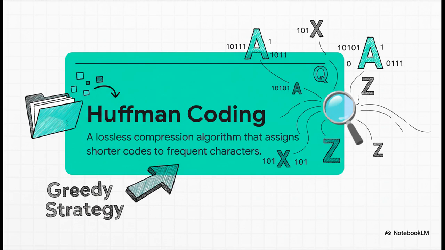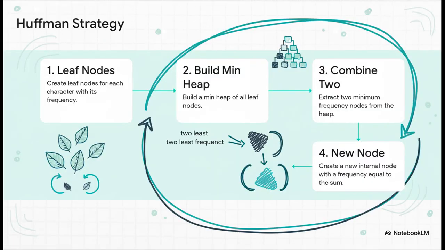And how it does this is a brilliant, greedy strategy. Now, the strategy here is a little counterintuitive, which is what makes it so cool. To build the most efficient code possible, you greedily and repeatedly combine the 2 least frequent characters. By doing this over and over, you're actually pushing the rarest characters to the very bottom of the code tree, which automatically gives them the longest codes. Let's see how this gets started.